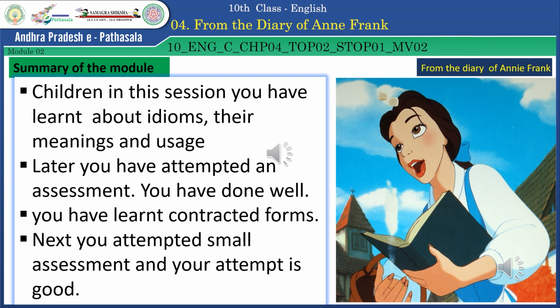Children, in this session, you have learnt about different written records of experiences like diary, journal, etc. with activities. Later, you understood the strange experiences of Anne Frank written in her diary. Next, you attempted a small assessment and your attempt is good. Again, you read the brief sketch of Anne's life and you have done an assessment. Later, you have gone through the letter written by Anne to her friend Kitty and you have done an assessment. You have done well.